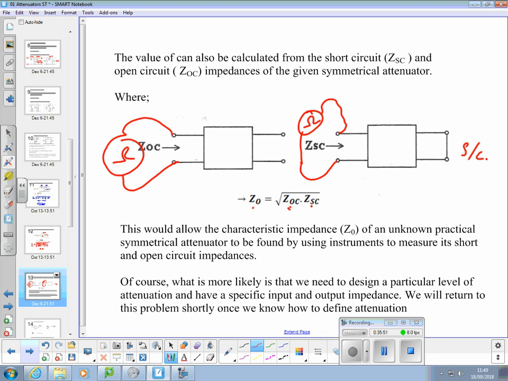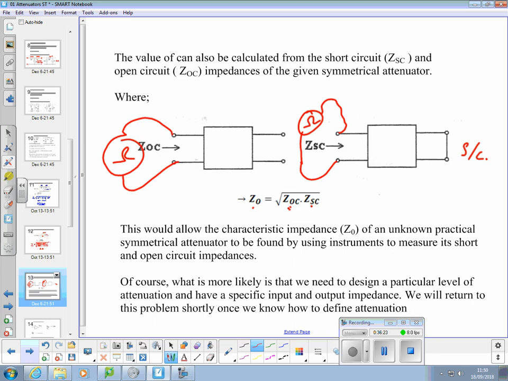Okay, and you know from science in your first year, you had a go at determining the values of some unknown components in terms of a capacitor and an inductor. So quite often, there is a practical way of determining values of components, using electrical theory and so on. So this will allow you to find the characteristic impedance of an unknown practical symmetrical attenuator using instruments.